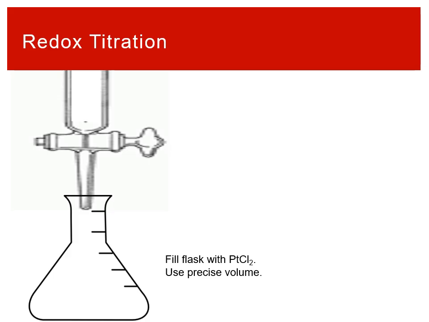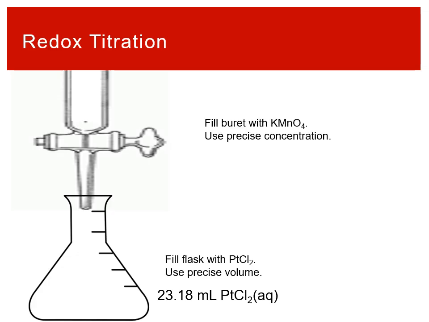I do want to use a precise volume because the whole goal is to get a nice precise concentration. Part of that is the volume, so I want to be careful measuring out a precise volume. So 23.18 milliliters of the PtCl2 solution. In the burette is where I put the KMnO4. I know what the concentration is, and again, I want to be precise. I want to measure these things as exactly as possible. Do all my measurements as carefully as possible to get a nice amount of sig figs on the concentration. So 0.105 molar KMnO4 is in my burette.